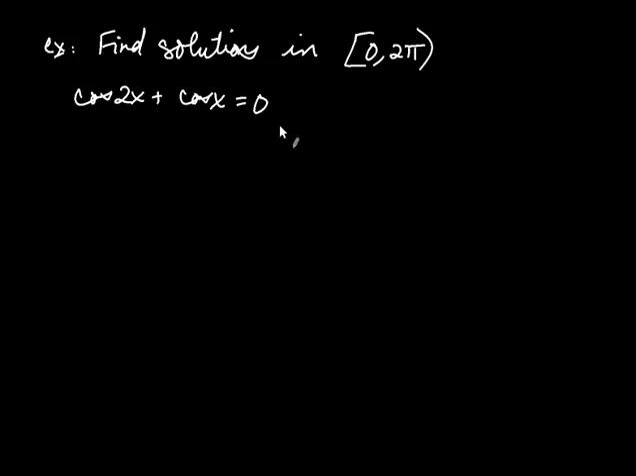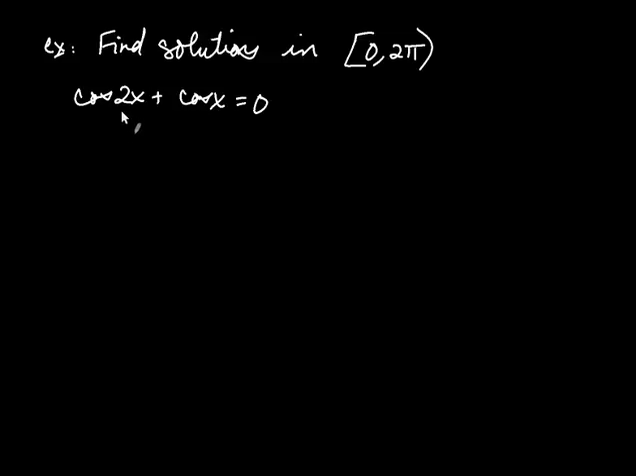So let's solve this equation. We're looking to find solutions in the interval from 0 to 2 pi. And here's our equation: cosine of 2x plus cosine x equals 0. The difficulty lies in the fact that the arguments are different. This is 2x and this is x.